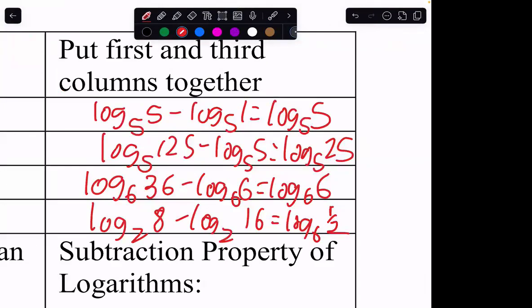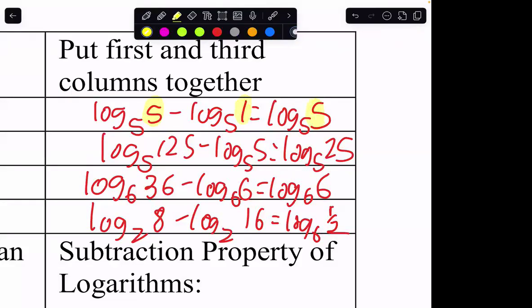Okay, so again, the goal is to find a pattern so that we can do this more efficiently in the future. So how do we combine two logarithms which are being subtracted? Would anyone like to share the pattern they saw? Yes, Gia?